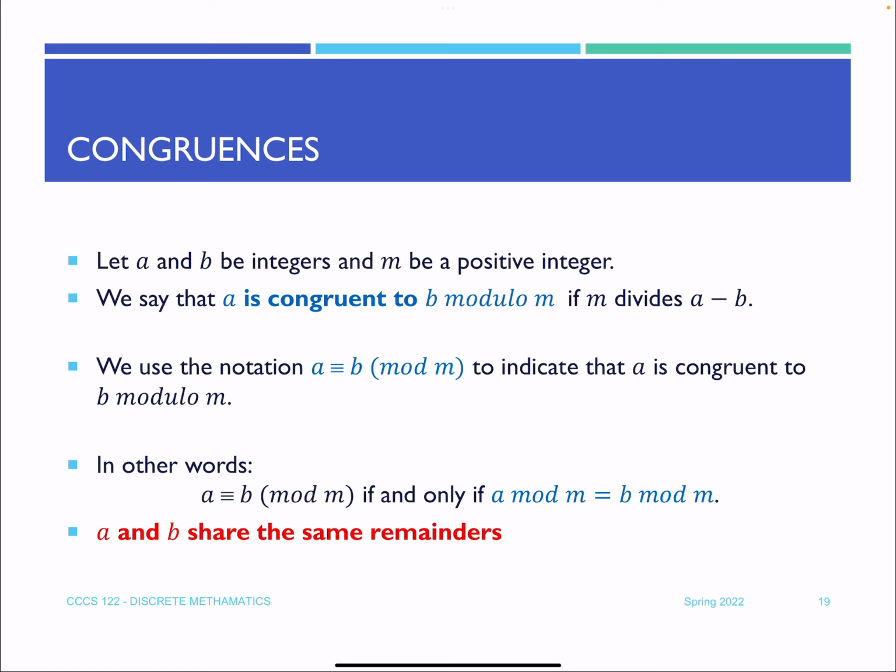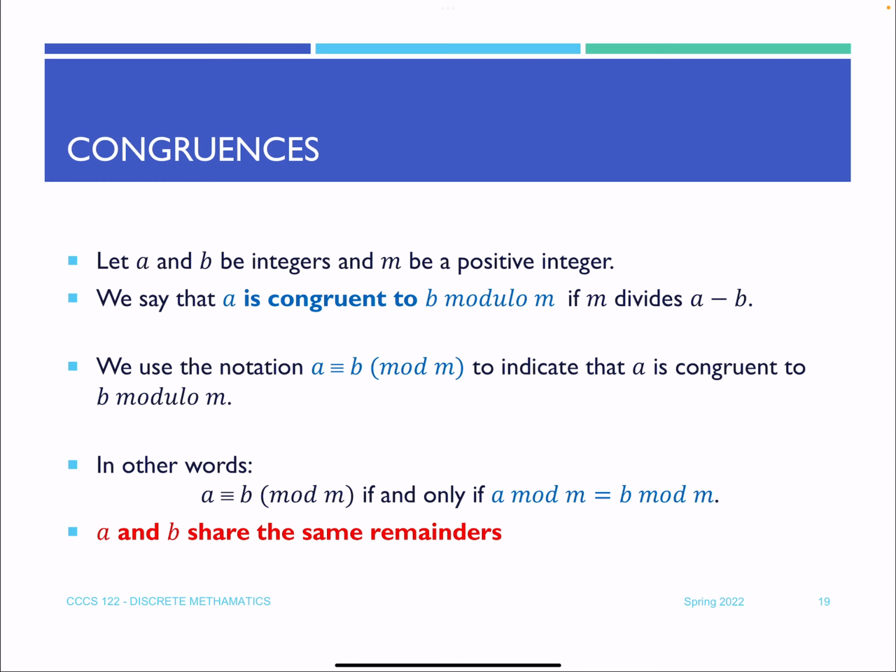So let a and b be integers and m be a positive integer. We say that a is congruent to b. So we're talking about a new concept here, congruences. We say a is congruent to b modulo m if m divides a minus b. I'll show you some examples for that. That'll clear that up somewhat.